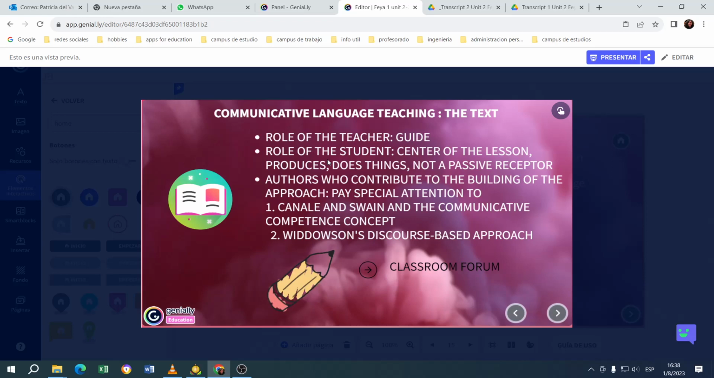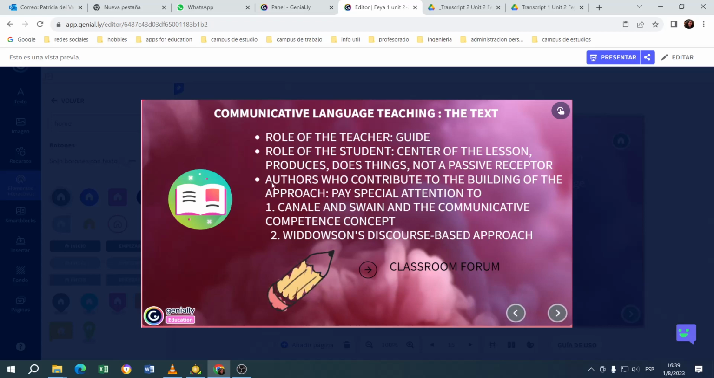But what we can say is that in all cases the teacher fosters production in students, or at least participation, you see? So they become the center of the class, the lesson. They produce, either in L1 or L2, they do things, they are not a passive receptor, as they used to be in previous methodologies.